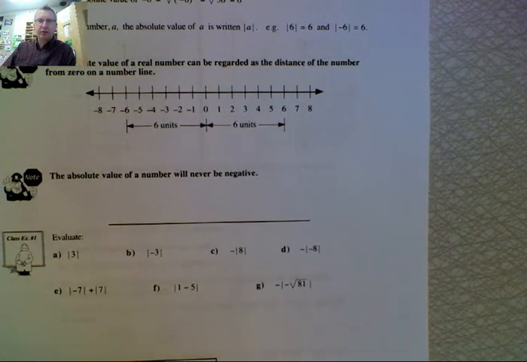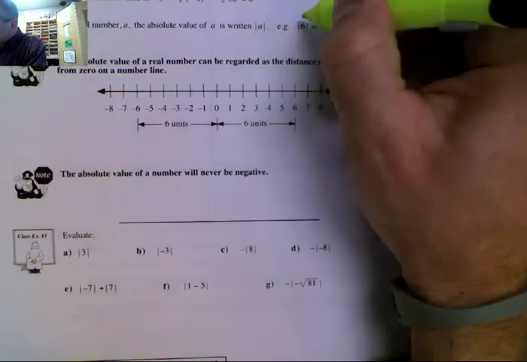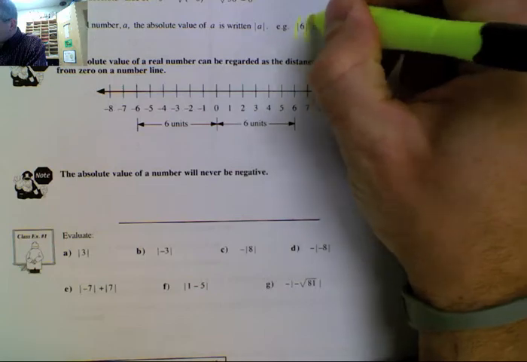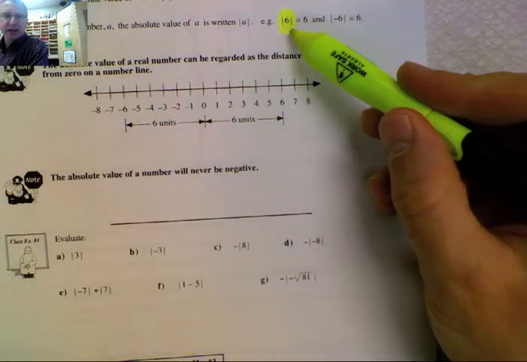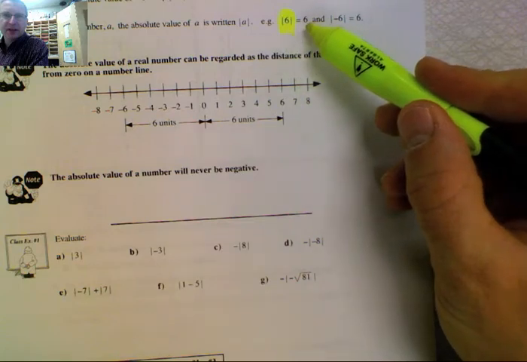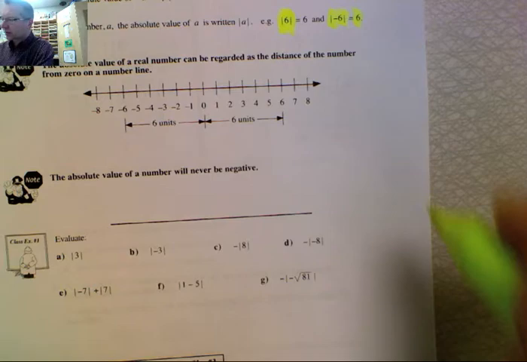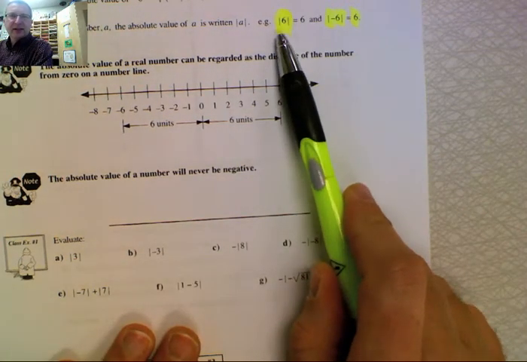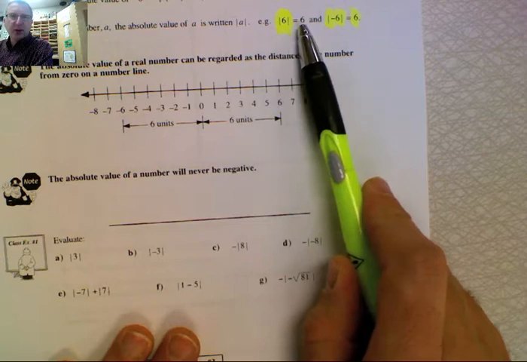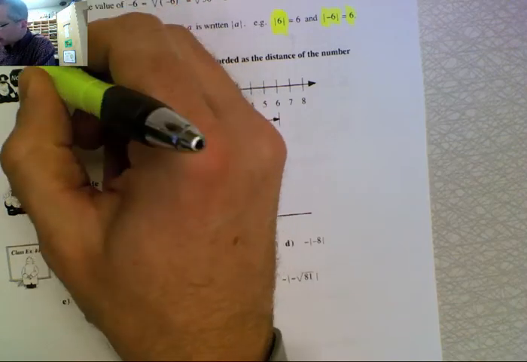First thing I want you to note is that absolute value has what are called absolute value bars. It's these bars that are around this 6 here. So this is read as the absolute value of 6 is 6. And the absolute value of -6 is also 6. And you may be wondering, well, why does the absolute value always give us a positive answer? And the explanation for that is right here.